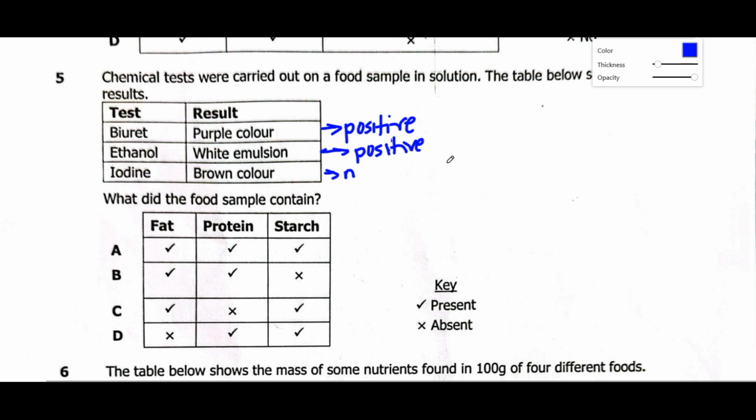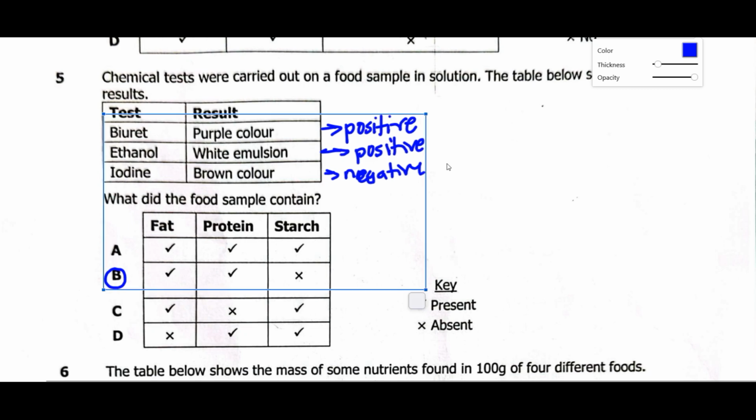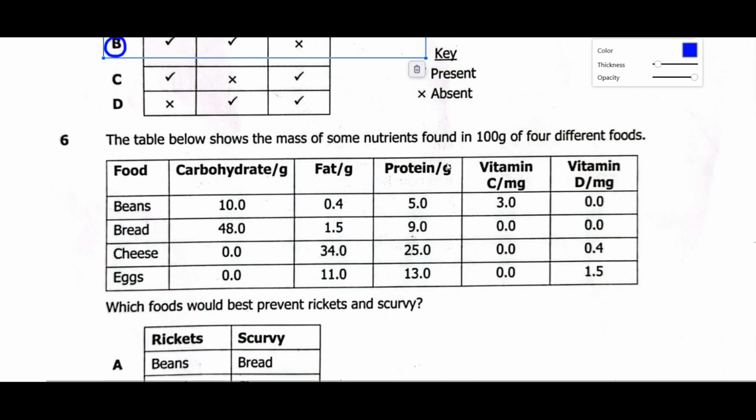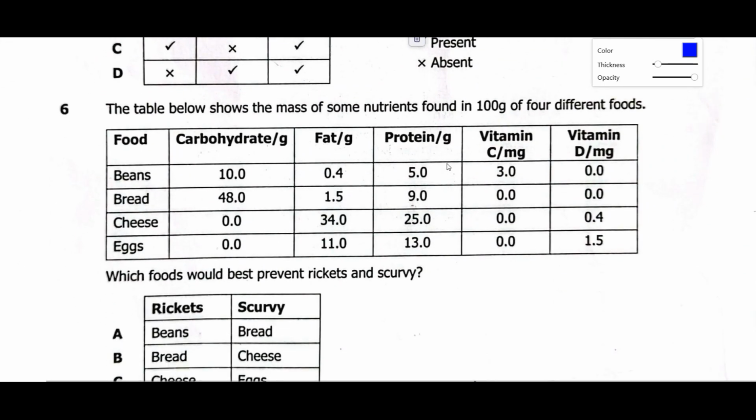It means starch was absent, so we have a negative result. Fat is tested by using ethanol. So fat present, protein present, starch absent. So the answer is B. Fat present, yes. Protein present, yes. Starch absent, yes, because the color did not change. We move on to question number 6.